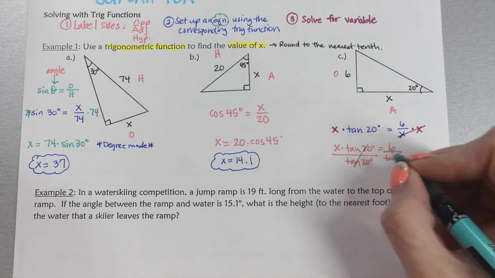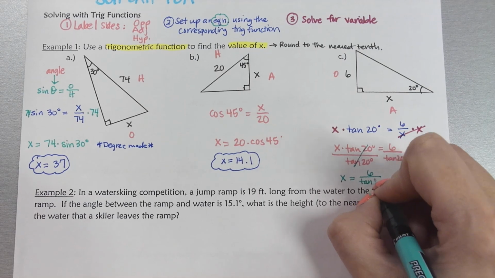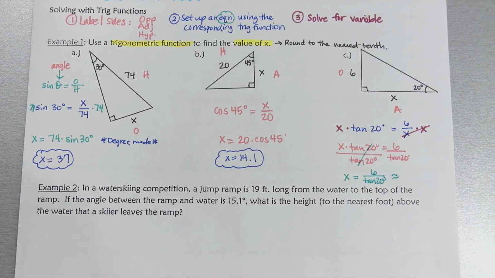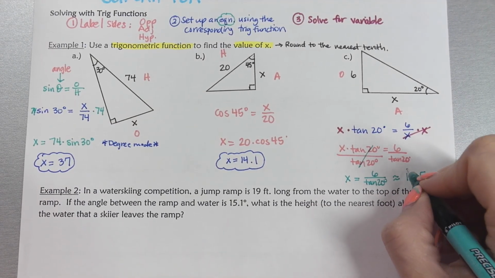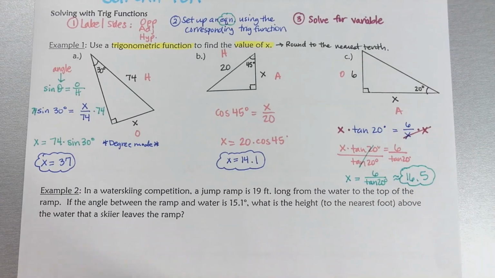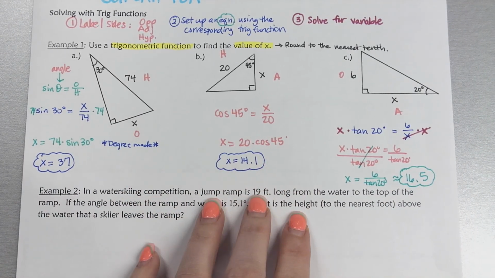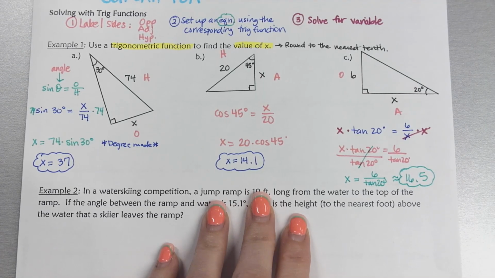Divide both sides by the tangent of 20. So this is what you're plugging into your calculator. Okay, 6 divided by the tangent of 20. Okay, and then we're going to round to the nearest tenth. Okay, so Ian, what did you get for that? 16.5. Yes, so when you round, you are going to round up to 16.5. Okay, how many of you remember that from geometry? Thumbs up if you remember that well.